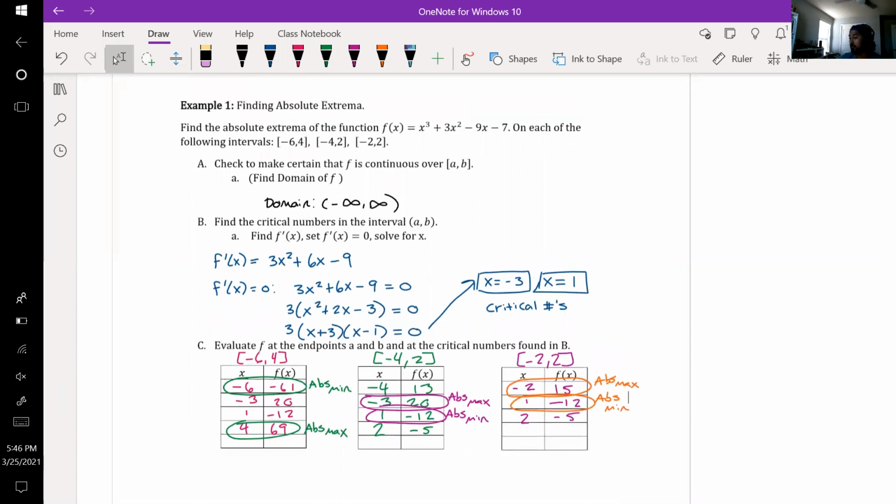Any questions on that page? Sorry, did you say that we're going to plug in the absolute min and max into the derivative? No, we plug the critical numbers and the endpoints to find the absolute max and minimums. Oh, okay. Into the original function. The only thing we use a derivative for here is to find critical numbers, and that's it. Okay. All right, everybody good?